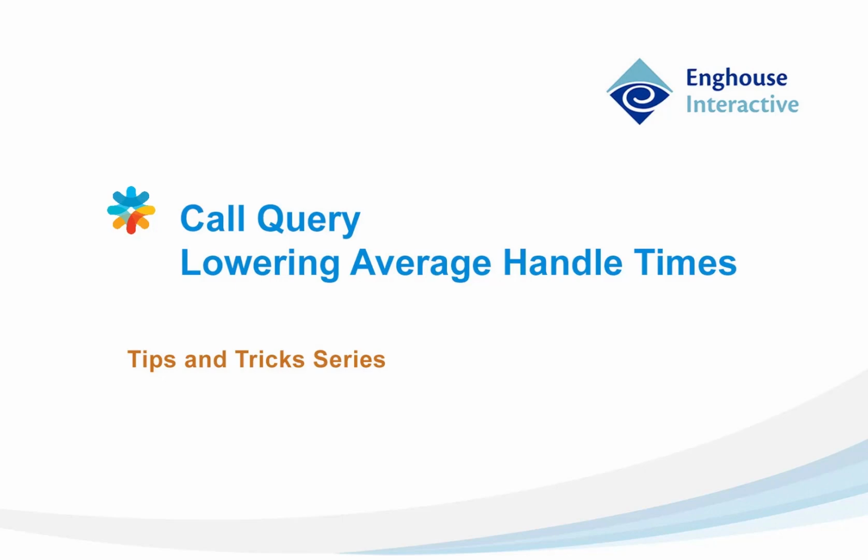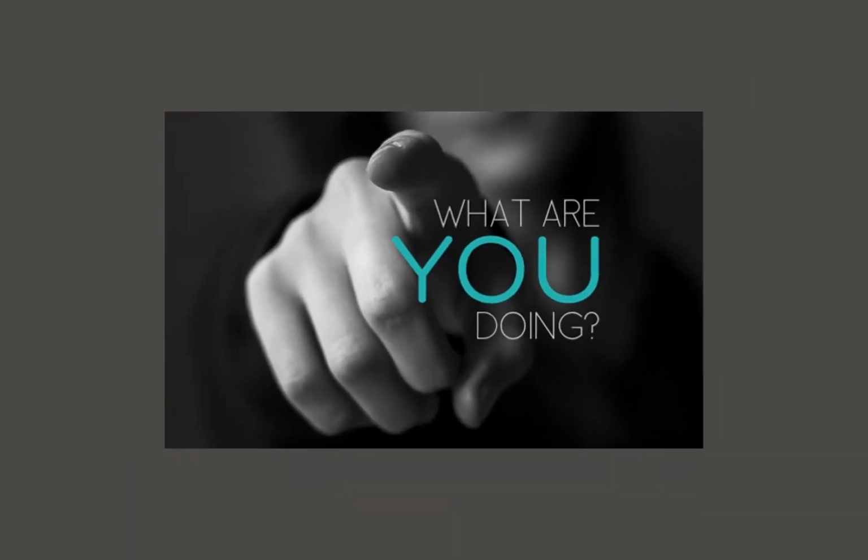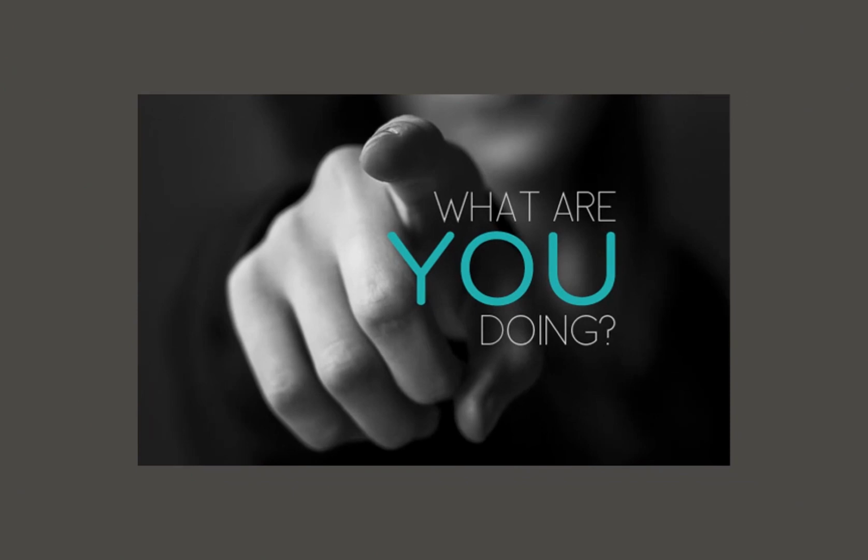How much time could you save if you had your callers enter their unique identifier before they spoke to an agent? On average, it takes 34 seconds to verify your caller's identity. So what are you doing to reduce this handle time of your agents?